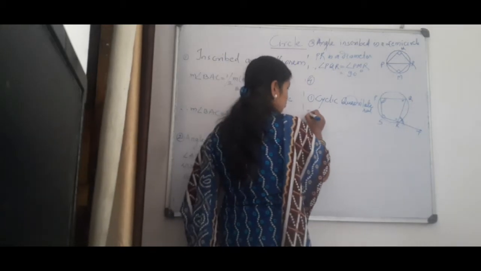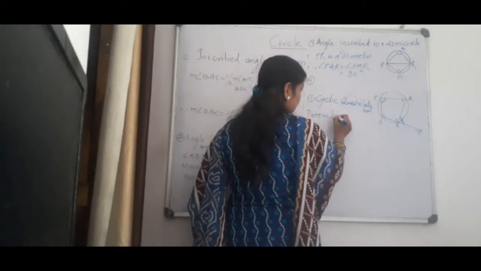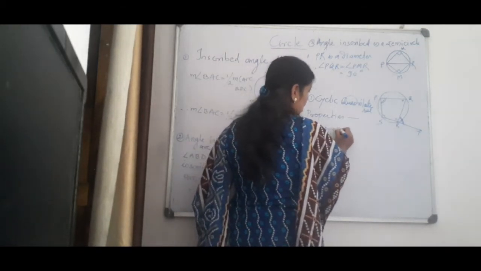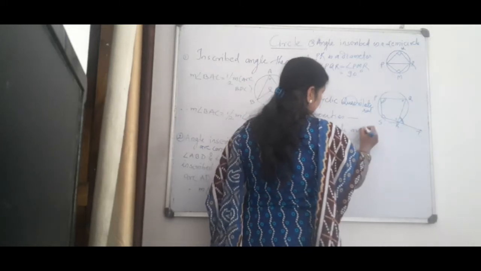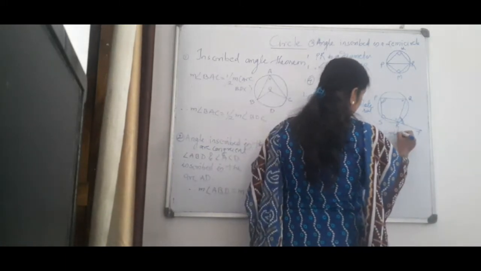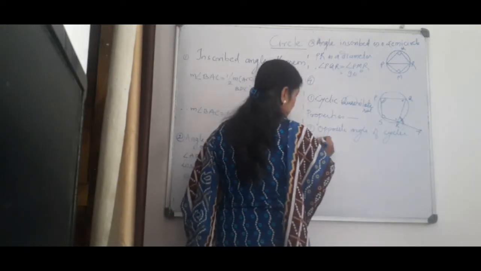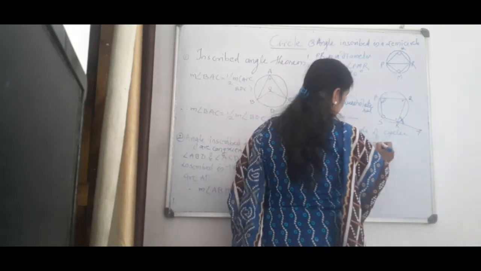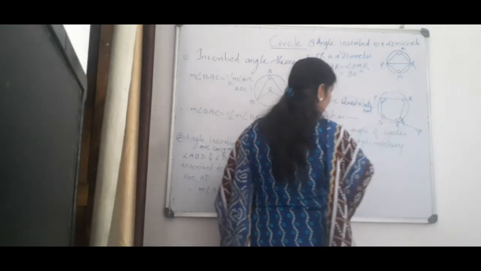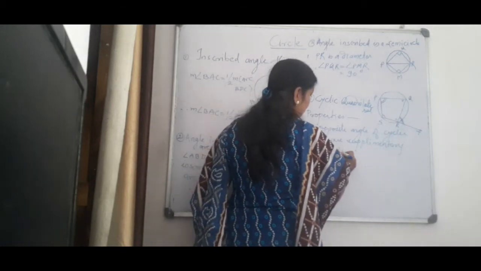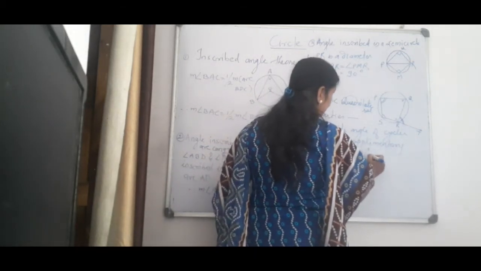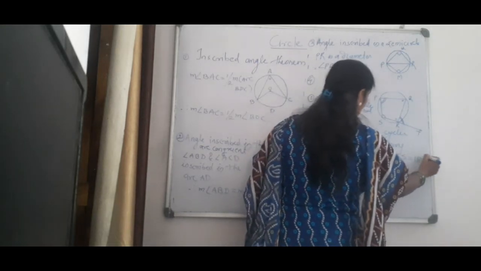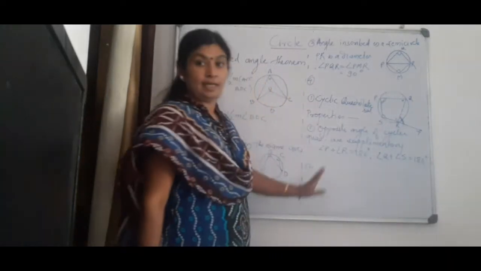Now see here, what are the properties of cyclic quadrilateral? Now there are two properties. First property is: opposite angles of a cyclic quadrilateral are supplementary. Opposite angles are supplementary, means angle P plus angle R is equal to 180 and angle Q plus angle S is equal to 180. These opposite angles are supplementary.